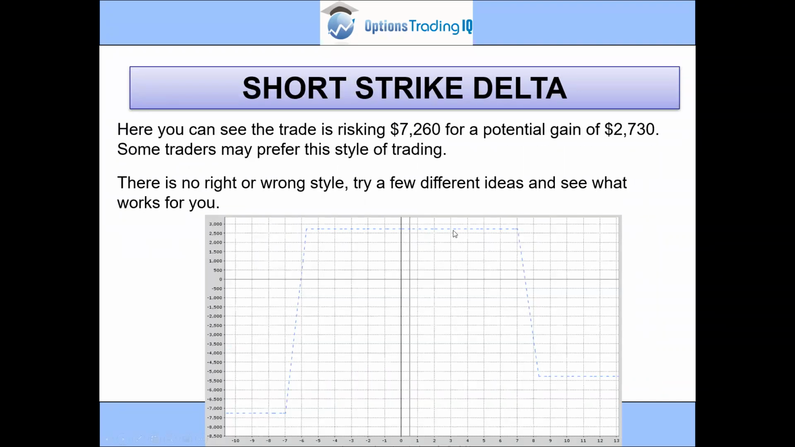So you can see the trade payoff graph is a little bit different. We're risking a little bit less now because we're generating more premium. So we're risking 7,250 for a potential gain of 2,750 roughly. So what's that in percentage? That's 30% or so, isn't it?